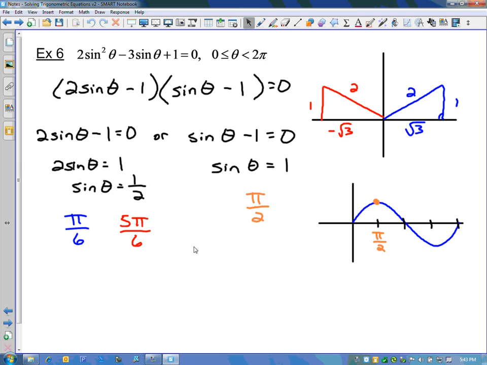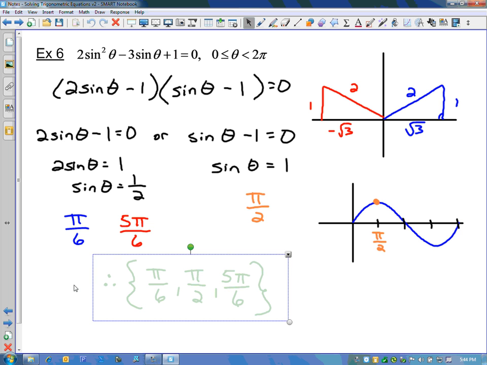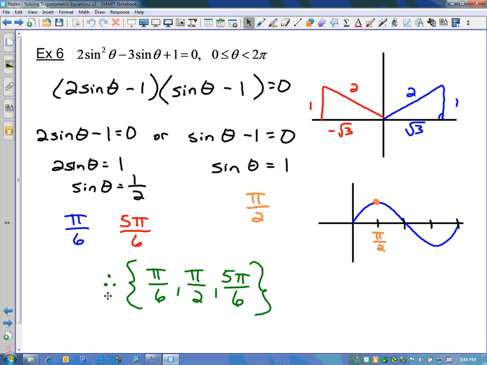Now, these three answers, and remember, we're looking at 0 to 2 pi, so we don't need to add any periodicity here. But these three answers are only potential answers until we verify them in the original equation. But when you do verify them in the original equation, all three of them do check out. So therefore, our solution set is pi over 6, pi over 2, and 5 pi over 6. Make sure you write them in order.